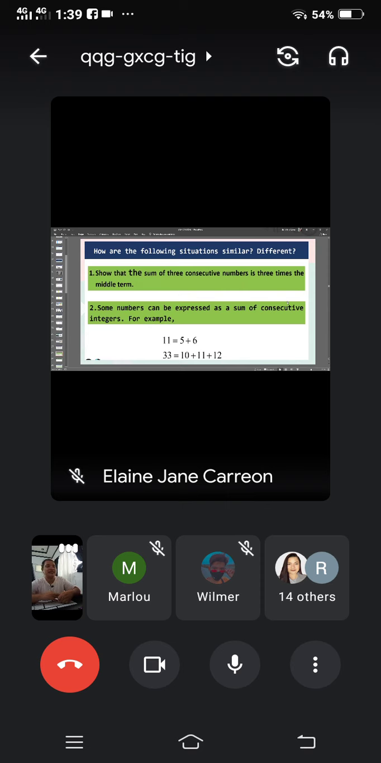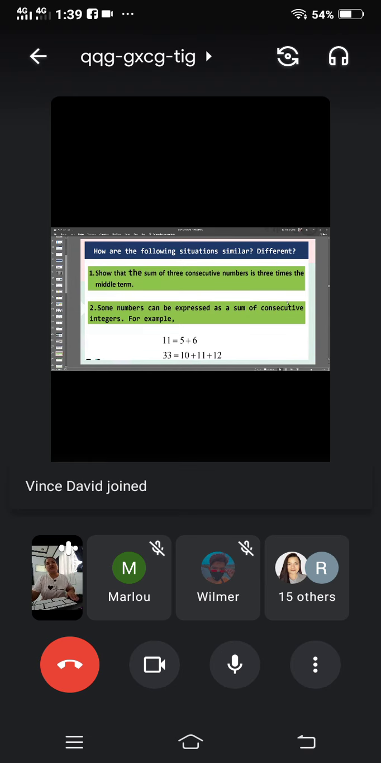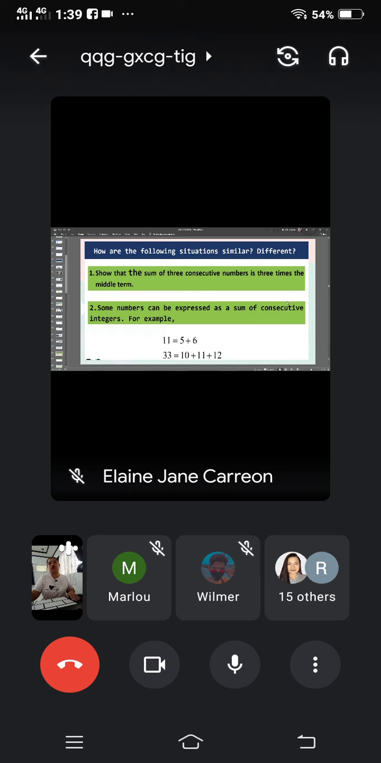Okay, so I think I'll just discuss it. So 1 and 2, they are basic. You can find them in basic numbers, in basic math. So elementary algebra or elementary mathematics. So in number 1, what it says is, show that the sum of three consecutive numbers is 3 times the middle term. Number 2, the first is a declarative sentence, while the other is a command. Number 2 says some numbers can be expressed as a sum of consecutive integers. For example, so it put an example.